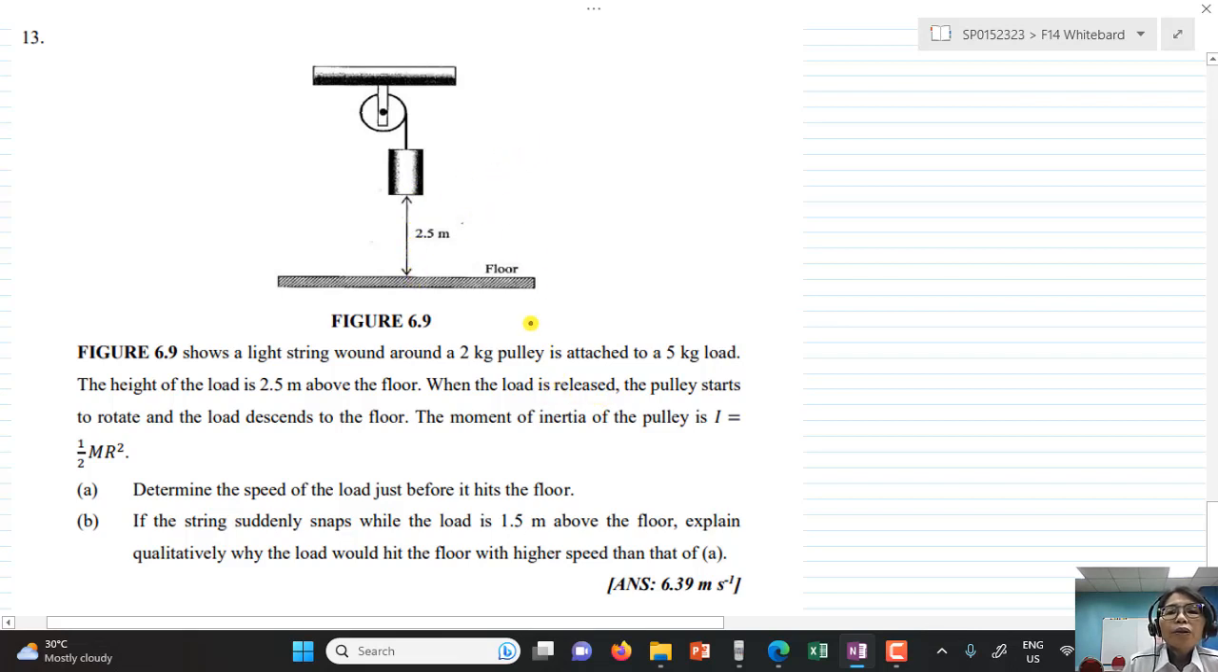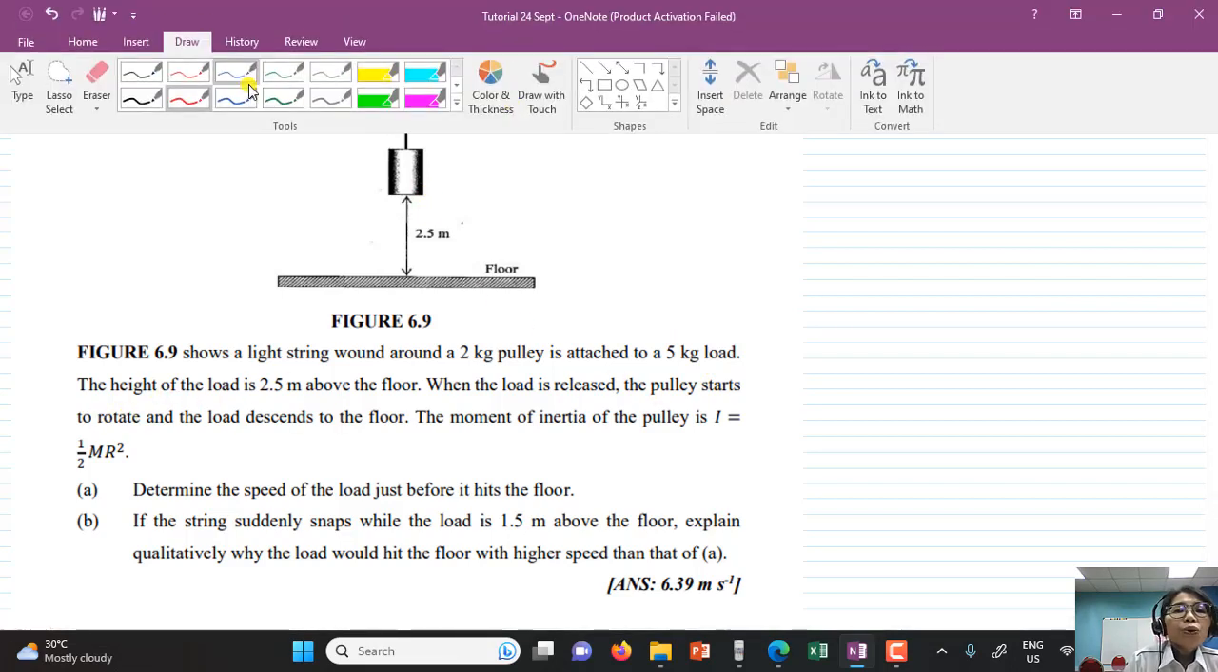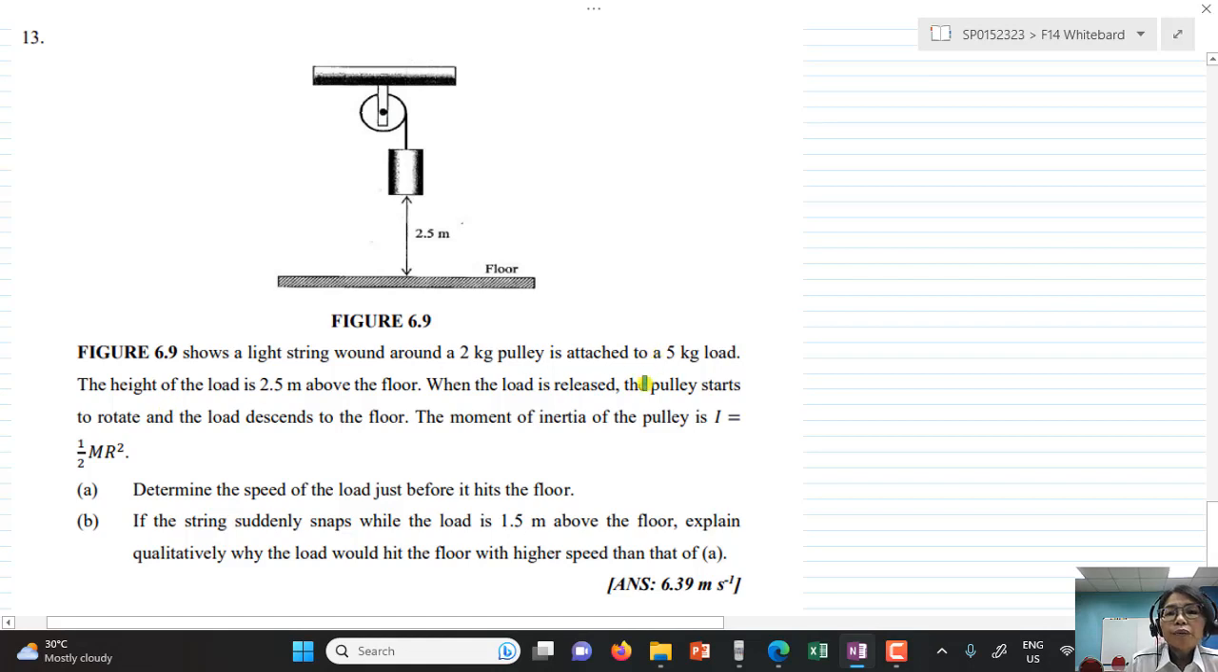So when the load is released, we will find out that the pulley starts to rotate. So the pulley is doing rotational motion and the load will descend to the floor. So the load is doing linear motion and our pulley is doing rotational motion.